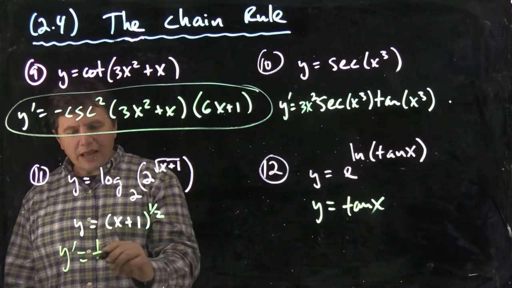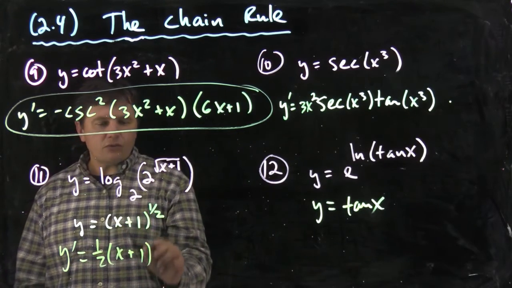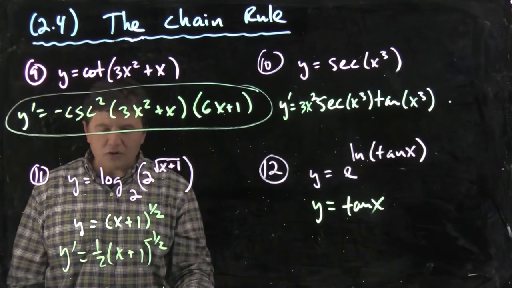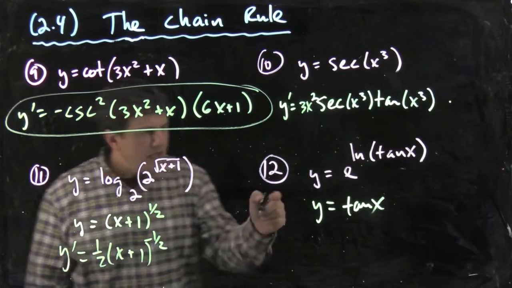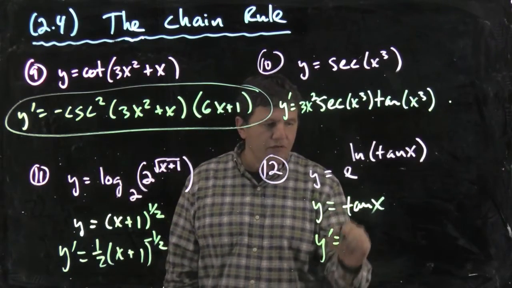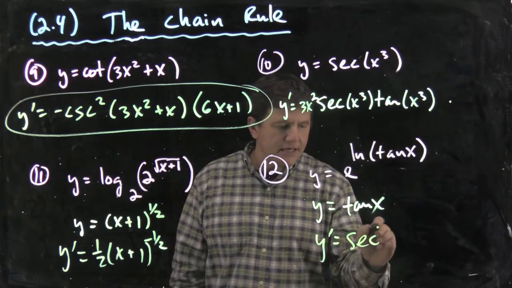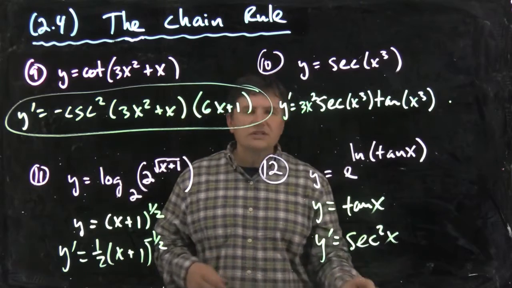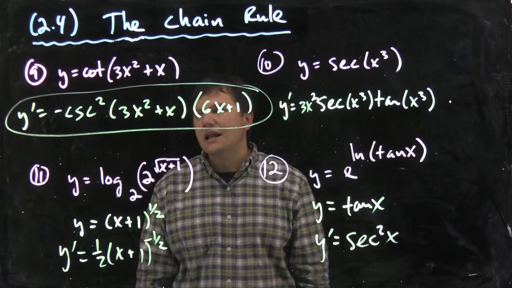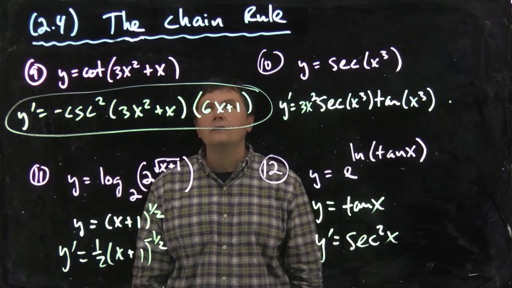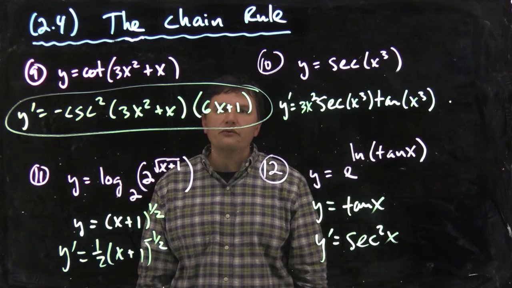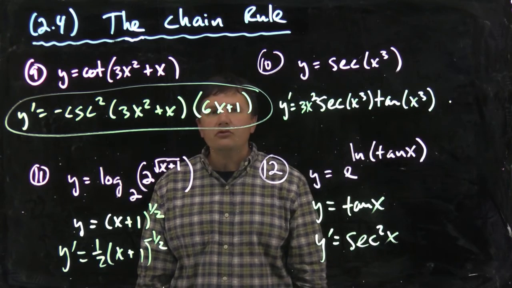So y prime, 1/2 comes down, x plus 1 to the negative 1/2. Then we take the derivative of what's inside. Well, that's just 1. I don't need to multiply by 1. That doesn't change anything. And then over here, finally, derivative of tangent x is secant squared x. And there you go. Those are our derivatives. So once again, I do realize that I did a whole lot of derivatives here, but that's what it's going to be about until we get this down. So that is 2.4, the chain rule. Happy derivative taking.